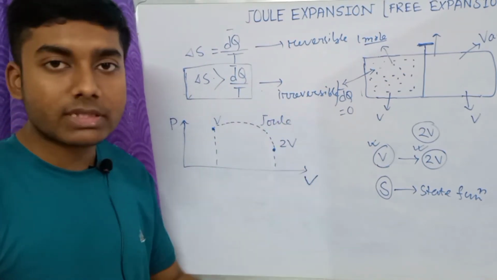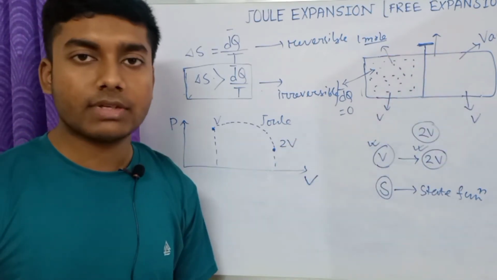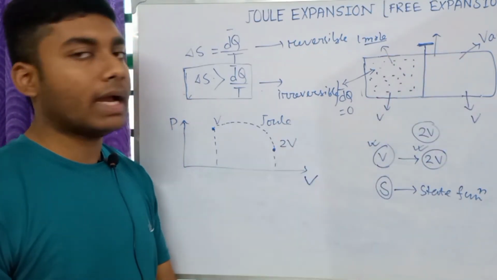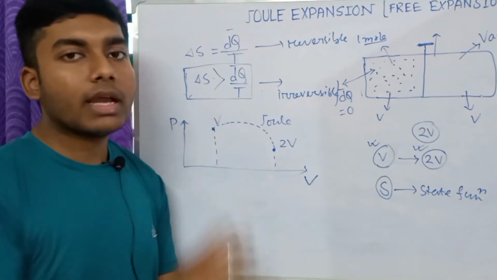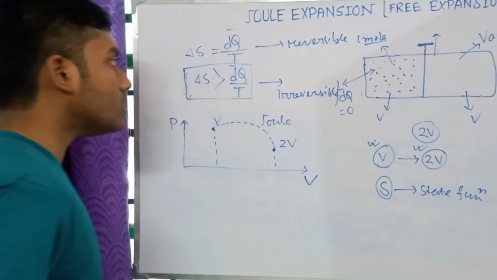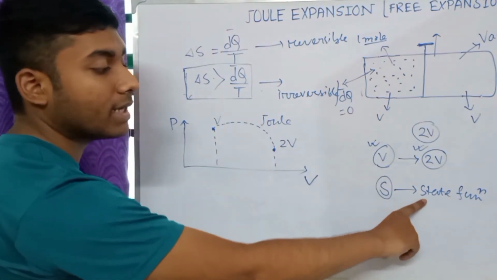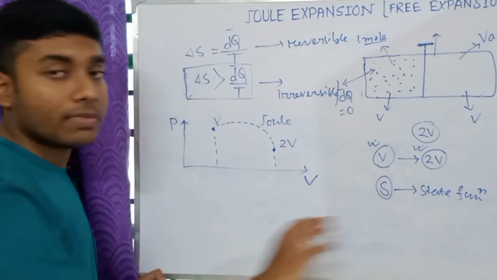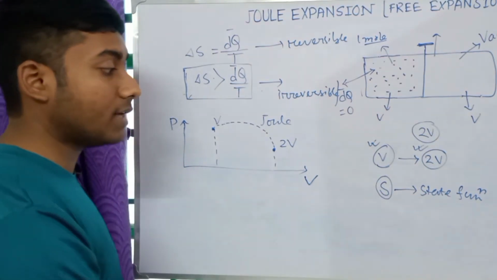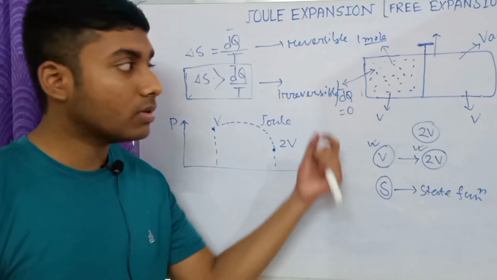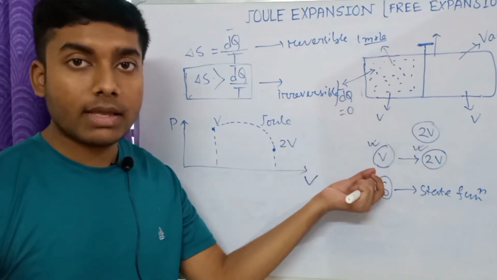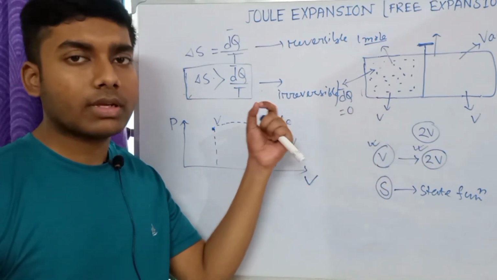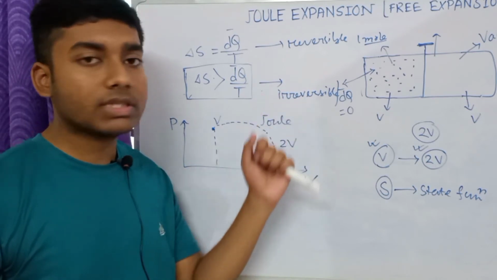Because this Joule expansion is irreversible, we cannot directly find the change in entropy during this process. But we know that S is a state function, that is, del S depends only on the two endpoints, and our difficulty is only in the irreversible process.